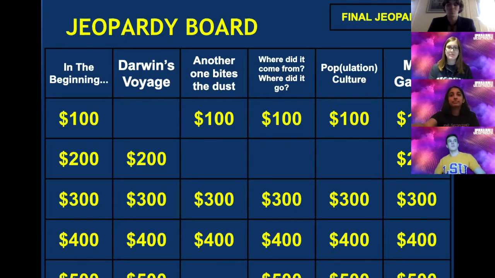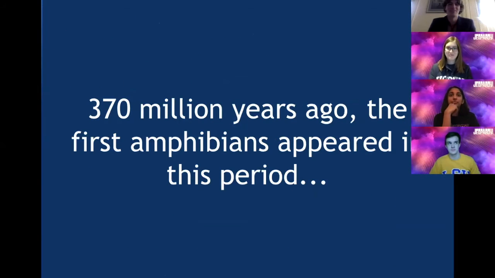Where did it come from? Where did it go for 400? 370 million years ago, the first amphibians appeared in this period. Connor. What is the Devonian period?